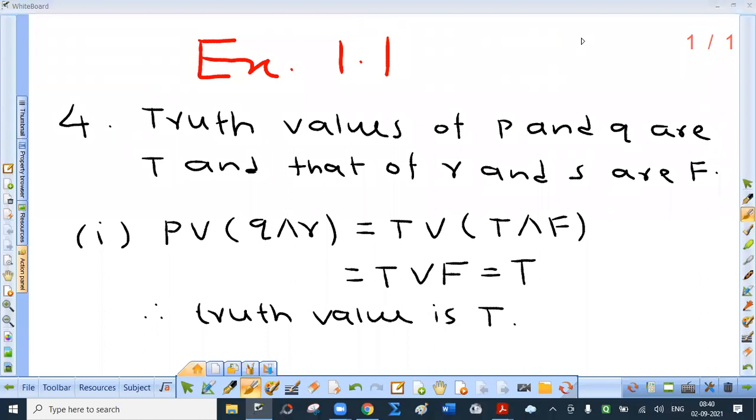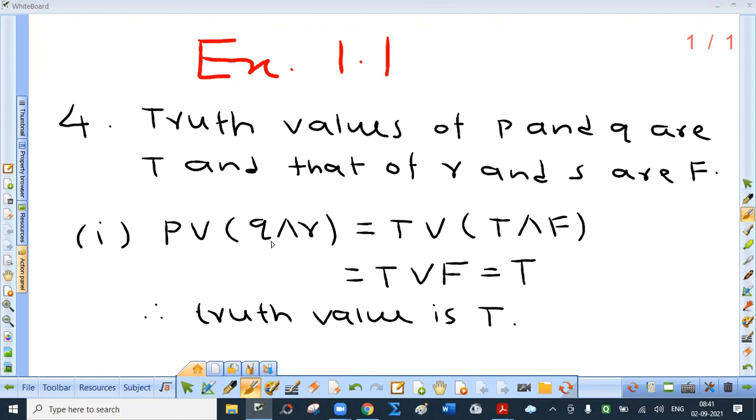Now, exercise 1.1, fourth one. If the statements P and Q are true statements and R and S are false statements, then determine the truth values of the following. Now, this type is important for both the board exam and the CET exam. The first one, what are the truth values of P and Q? T. Truth values of R and S? F.